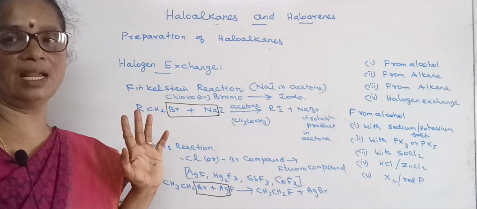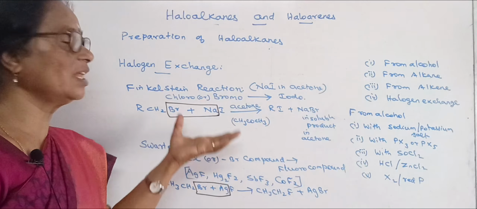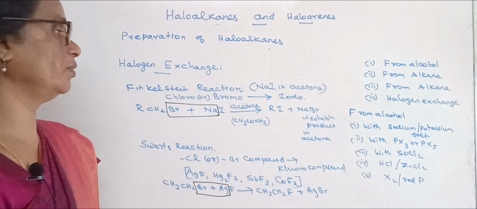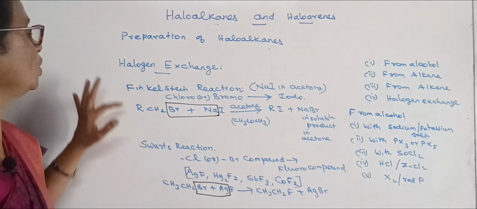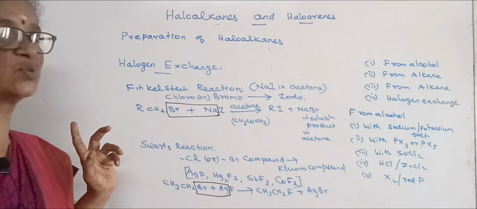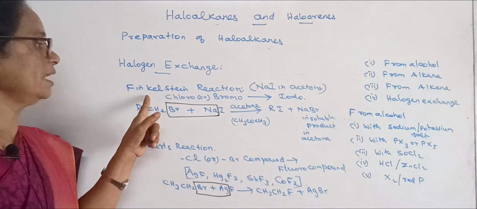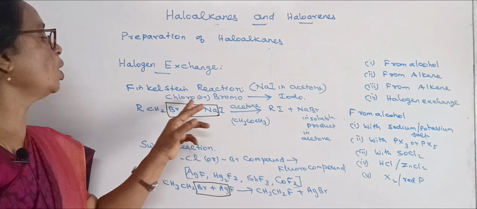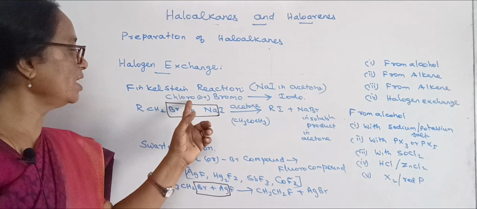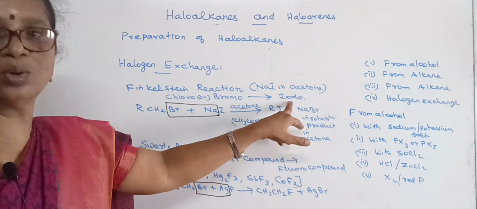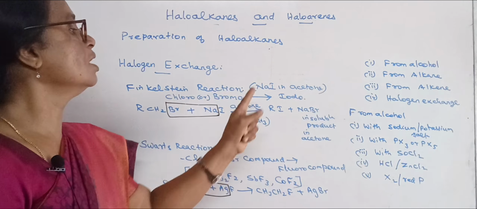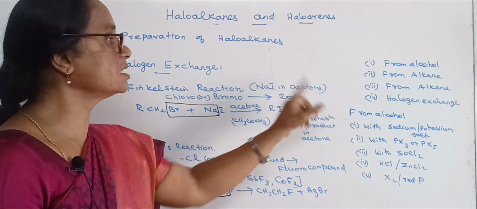Halogen exchange reactions are those in which one halo compound is converted into another halo compound, in which we can have two different reactions. One is Finkelstein reaction, the other one is Swarts reaction. Finkelstein reaction converts chloro or bromo compound into iodo compound. To convert chloro or bromo into iodo, it requires a reagent. So the Finkelstein reagent is sodium iodide in acetone.